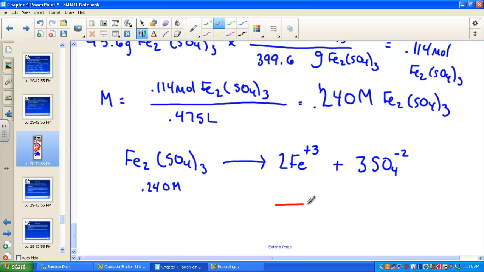We're being asked to calculate the concentrations of each of those ions. Well, I can clearly see 2 iron ions will be released, so it would be twice the value of 0.240. 0.240 doubled is 0.480 molar units of the iron ion, and 0.24 times 3 is 0.72 molar units of your sulfate polyatomic ion. 3 times the value for sulfate, 2 times the value of iron when compared to the compound of iron 3 sulfate.